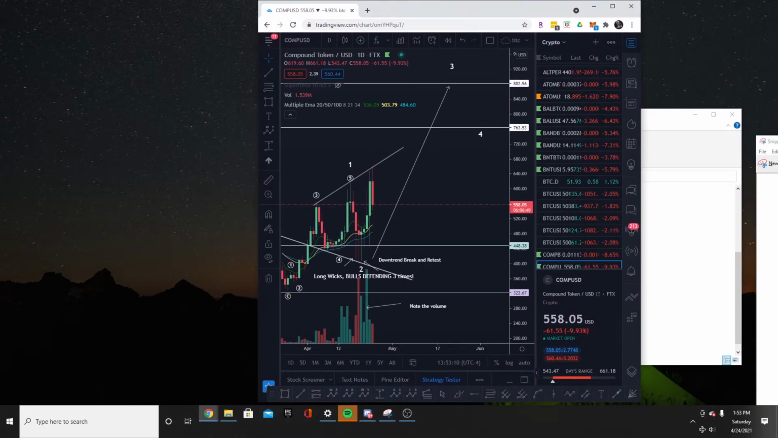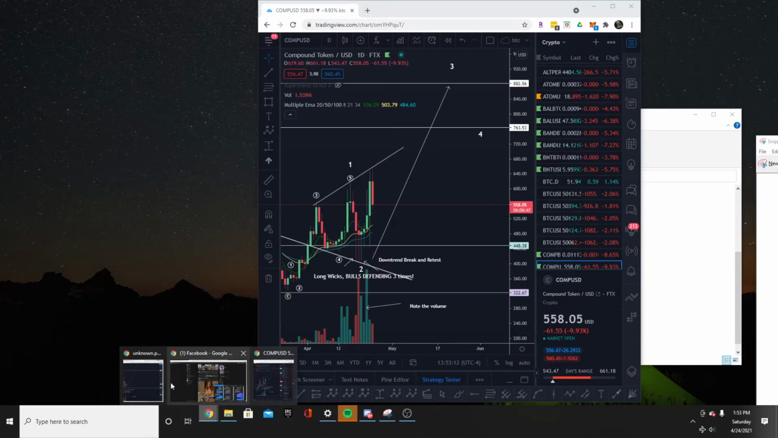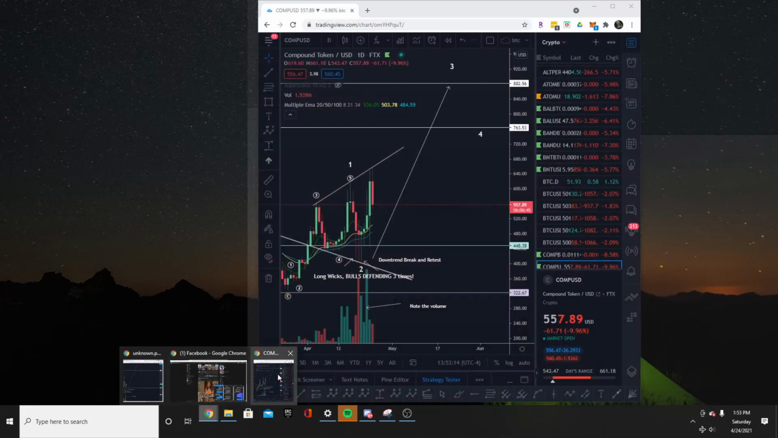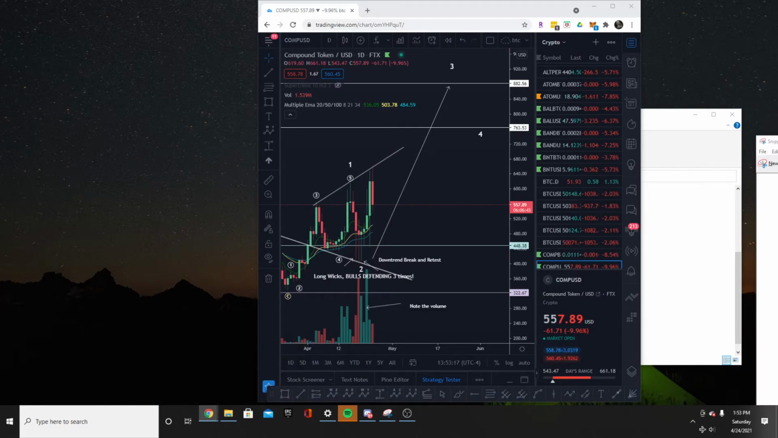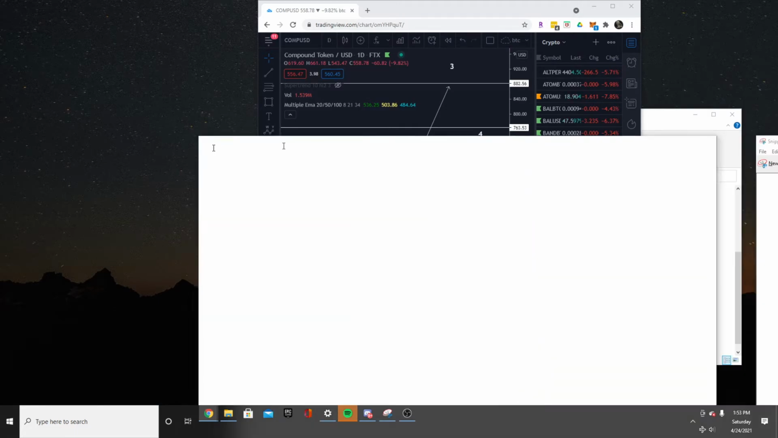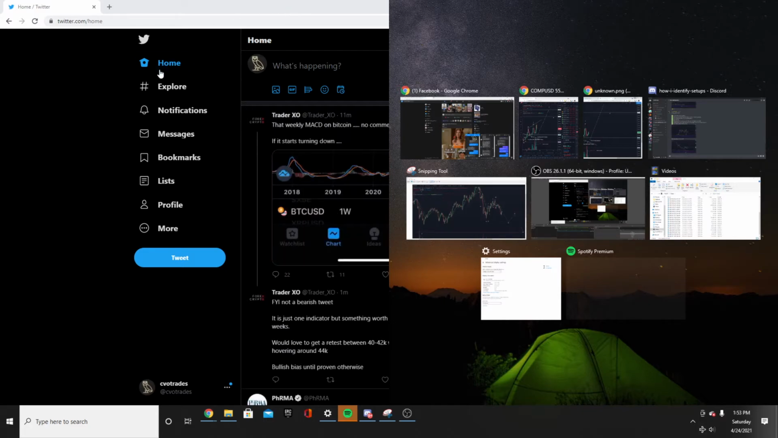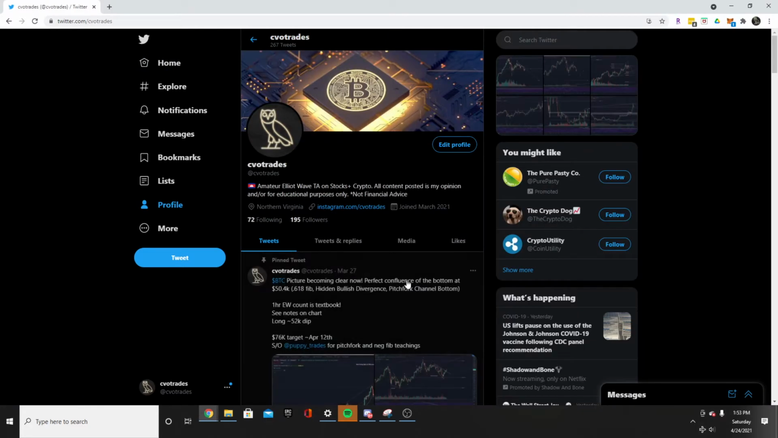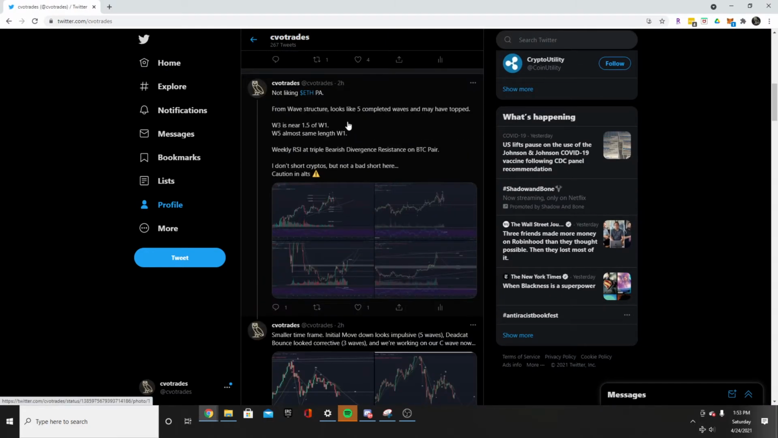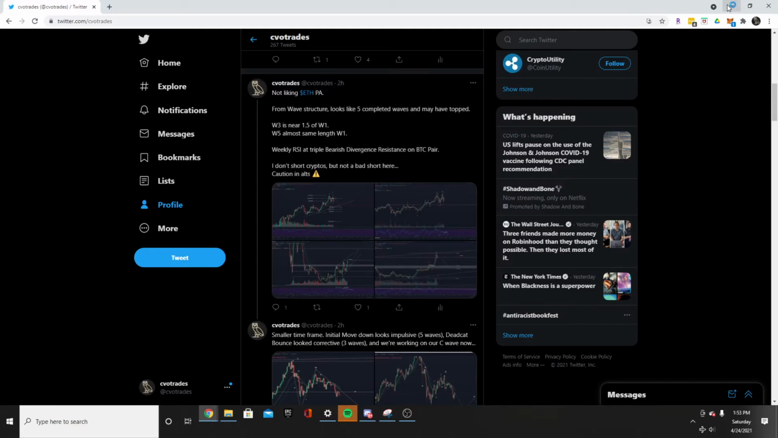I tweeted earlier. Let's sit up here. I said I wasn't liking the price action from a wave theory. It looks like 5 completed waves, and we may have topped.